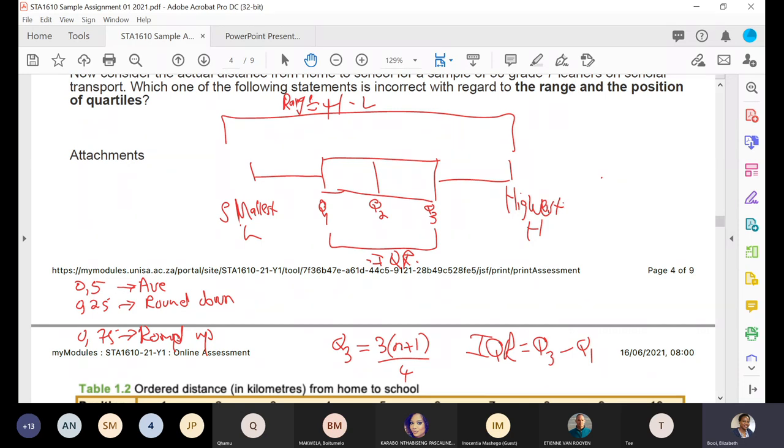Also, what you need to remember when we look at the interquartile range is that we can look at the distribution of the data. If it's skewed to the left or to the right, depending on where this value is. So this is how the distribution will look. If quartile 2 is closer to quartile 1, we say this is skewed to the right. If quartile 2 is somewhere here, we say it's skewed to the left.